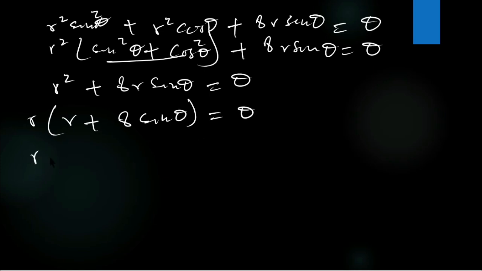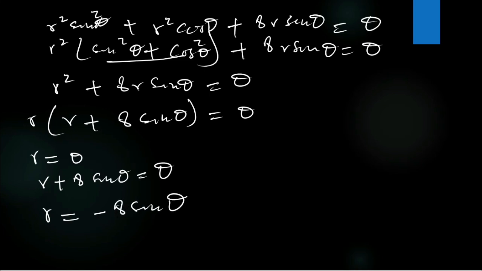Here I have two values. r is equal to 0, which is one solution. The next solution is r plus 8 sine theta is equal to 0, so that r is equal to minus 8 sine theta. Here is a solution. I've been able to convert this from rectangular or Cartesian form to polar form.